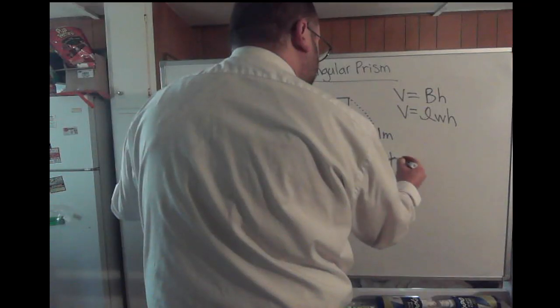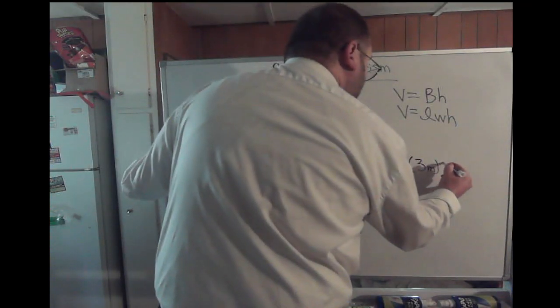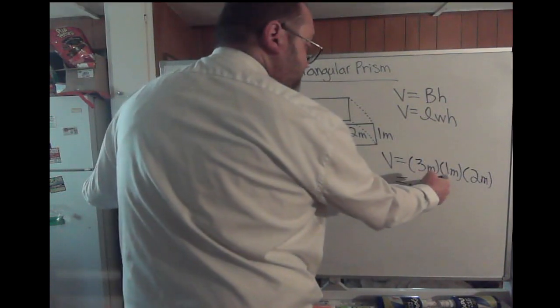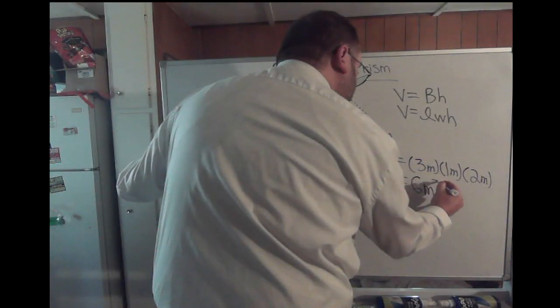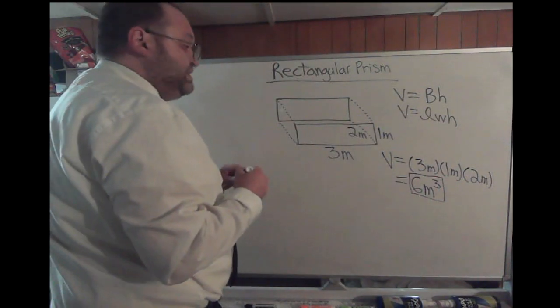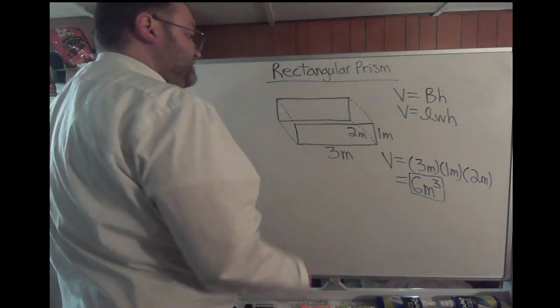To find the volume, you'll take your length of 3 meters times your width of 1 meter times your height of 2 meters. Well, doing the multiplication, 3 times 1 is 3, times 2 is 6. Meters times meters times meters, that's going to be cubic meters. So the volume of this rectangular prism is going to be 6 cubic meters. That's what you would get, is 6 cubic meters.